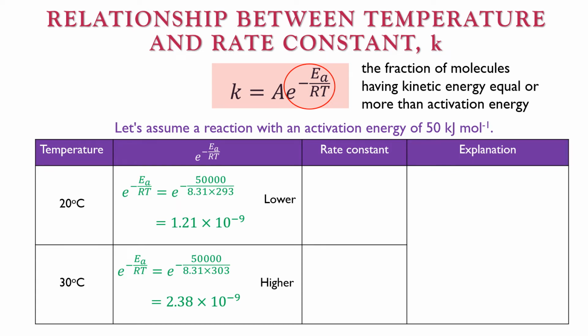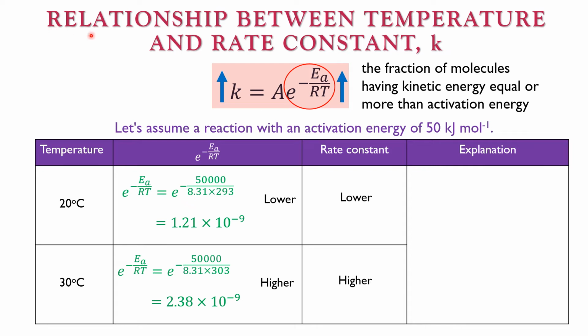tindak balas tersebut. From Arrhenius equation, we can see that when the value of exponent negative EA over RT is lower, the value of rate constant K is also lower. So we can conclude that the value of rate constant is lower when the temperature is lower. When the value of exponent negative EA over RT is higher, the value of rate constant K is also higher. So we can conclude that the rate constant value is higher when the temperature is higher.